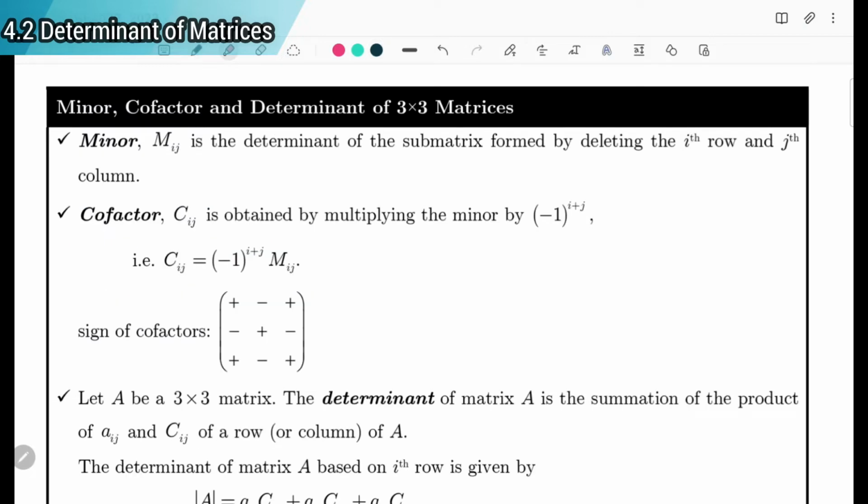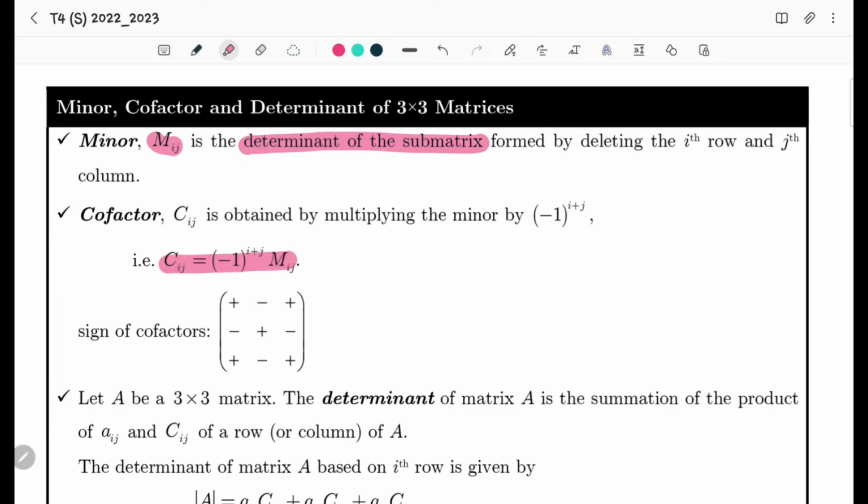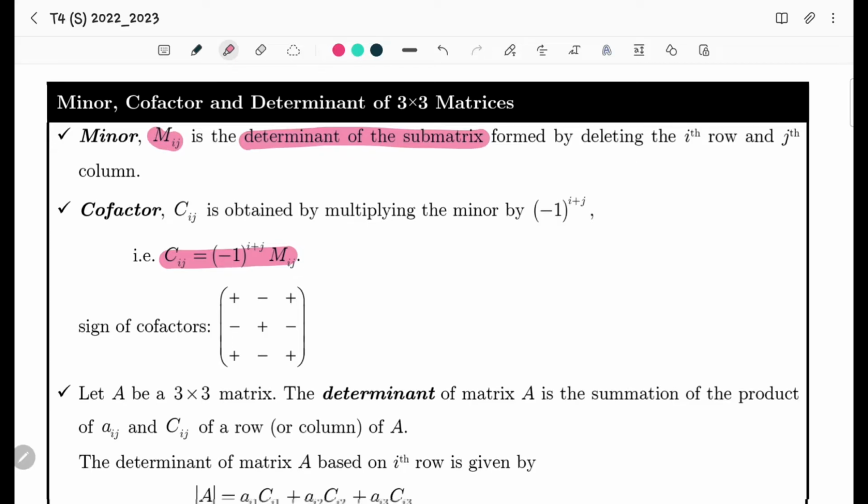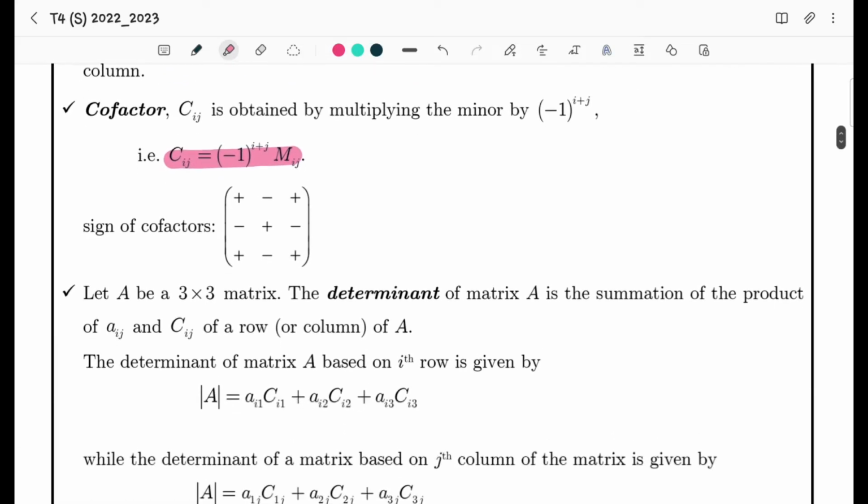Minor, cofactor and determinant of 3x3 matrices. Minor is the determinant of the submatrix formed by deleting the ith row and jth column. Cofactor is obtained by multiplying the minor by -1 to the power of i plus j. The sign of cofactors: plus, minus, plus, then minus, plus, minus, then plus, minus, plus.